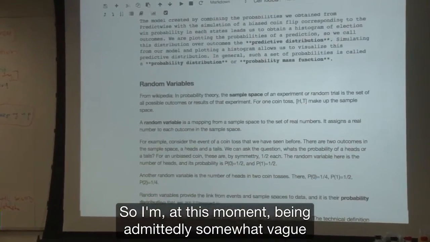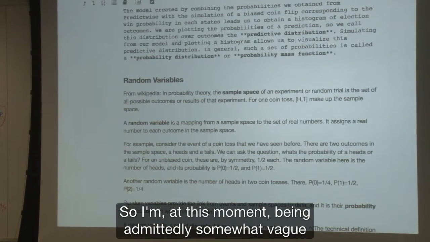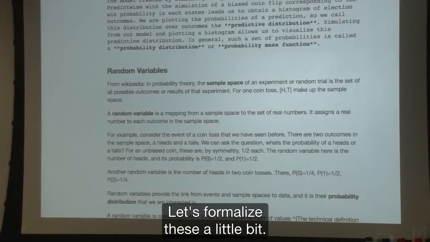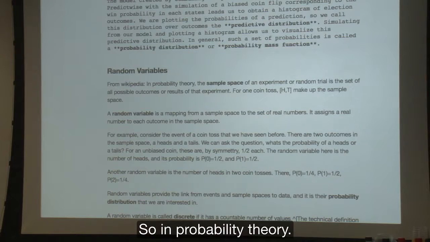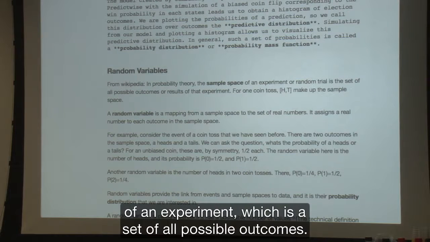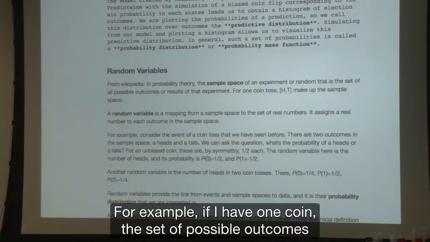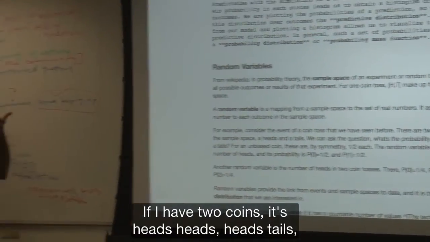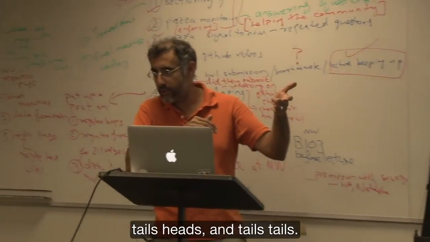So I'm at this moment being admittedly somewhat vague about these concepts. Let's formalize these a little bit. So in probability theory, you always talk about the sample space of an experiment, which is a set of all possible outcomes. For example, if I have one coin, the set of possible outcomes is heads or tails. If I have two coins, it's heads, heads; heads, tails; tails, heads; and tails, tails.